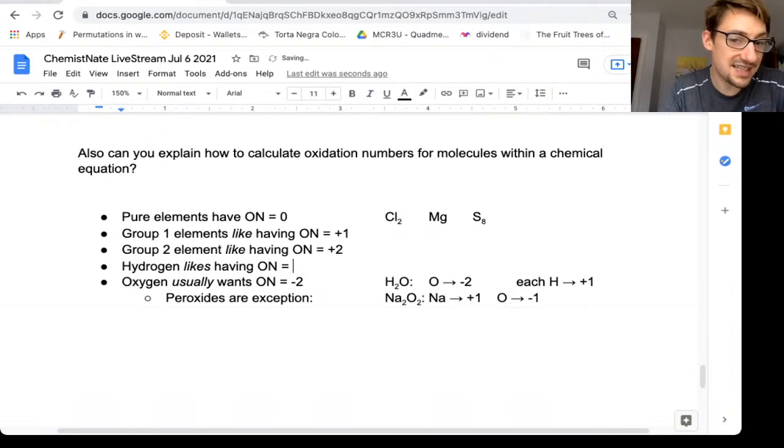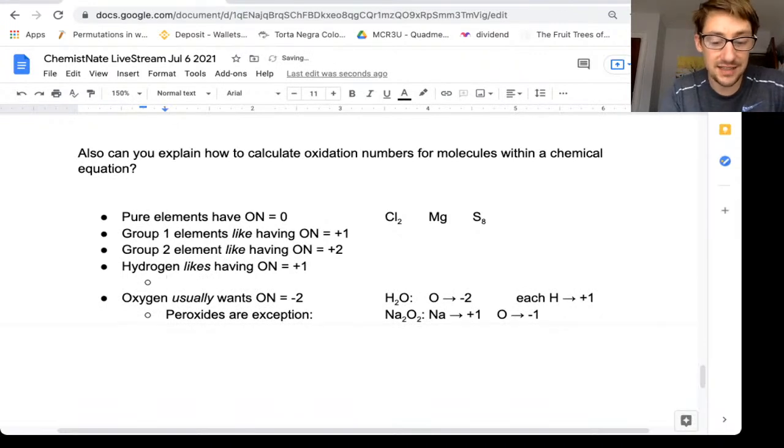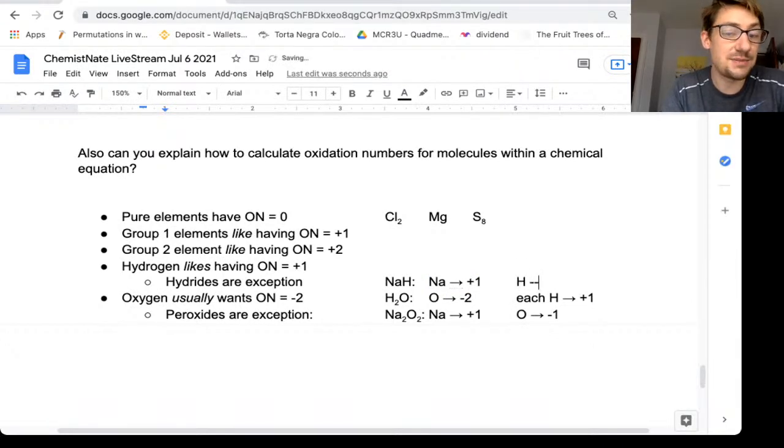Hydrogen similarly likes having a charge of +1, but teachers give you an exception to that as well. A hydride, which is a hydrogen bonded to a metal ion, is also an exception. NaH, sodium hydride. Again, Na wants a charge of +1, and I teach that rule right off the bat so that we look for our alkali metals and alkaline earth metals first. The H in this case needs to be -1 because NaH is a neutral compound in total.